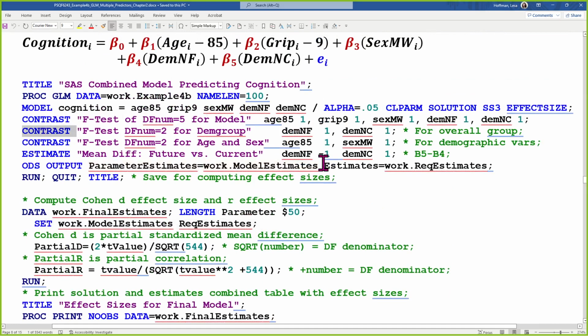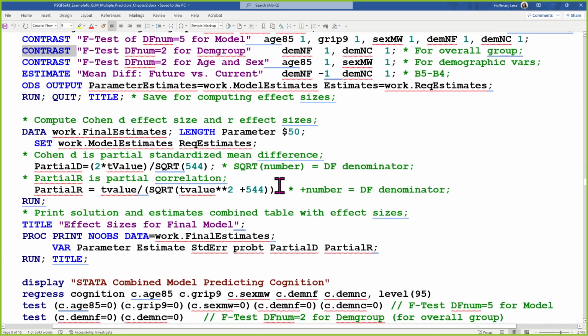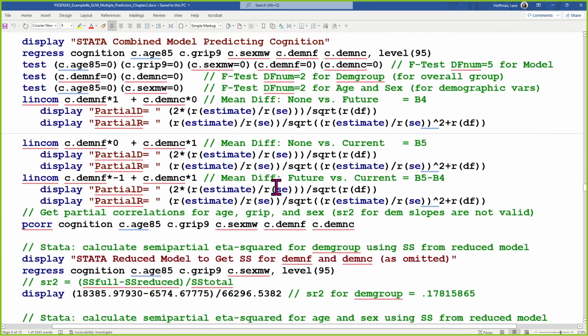So contrast in SAS gives not only the F-test that we're looking for, but also the effect size for it. That's one thing that's really nice about it. In Stata, then, the analogous new commands to get the custom F-test for groups of slopes are right here.